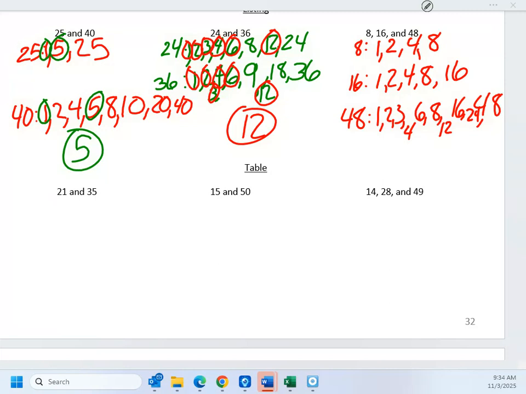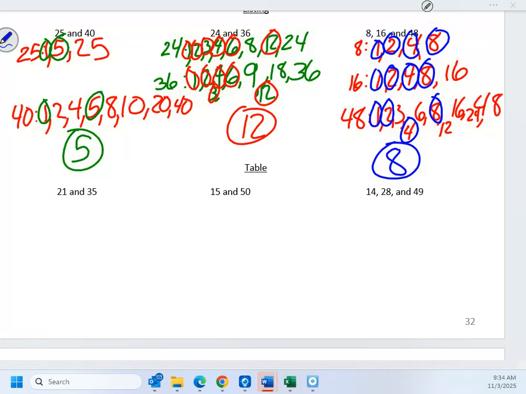So let's look at what they have in common. They've got that 1 in common, 2s, 4s, 8. And it can't be anything more because there's nothing bigger after that 8. So what is my greatest common factor? Maddie, 8.